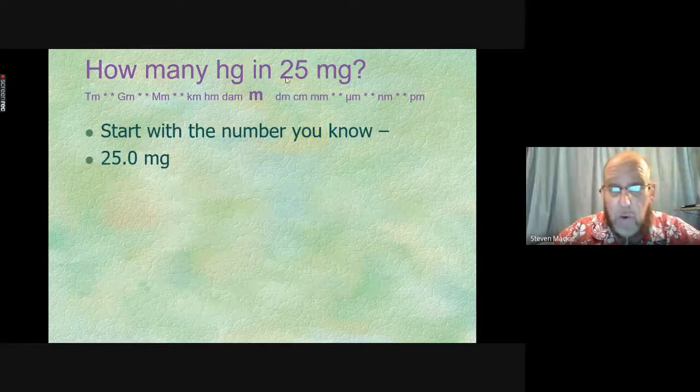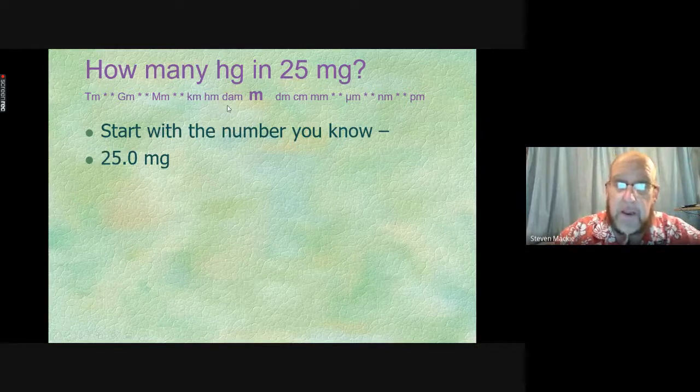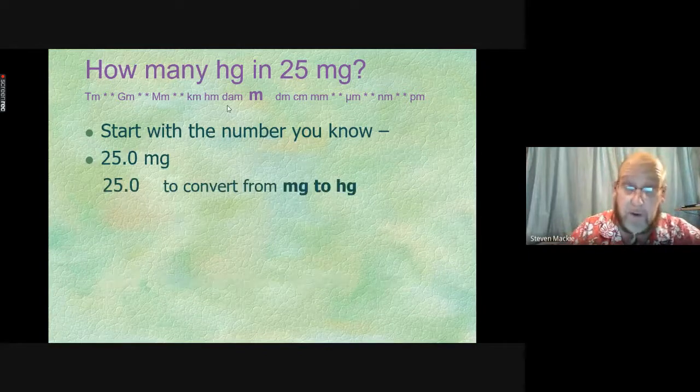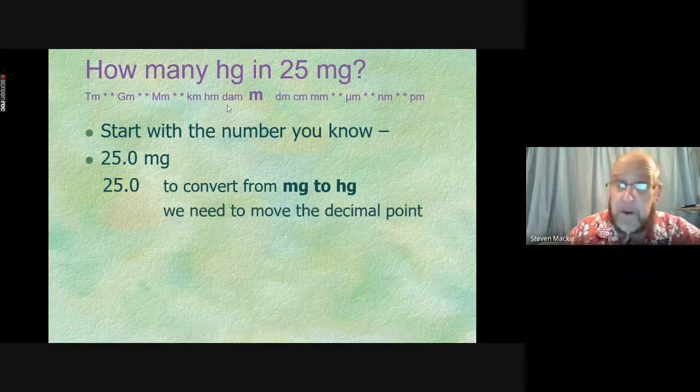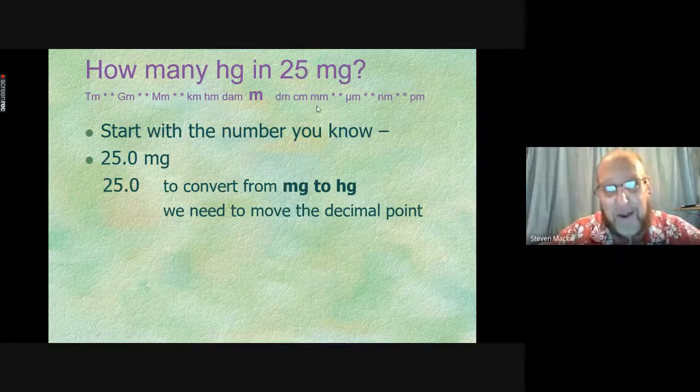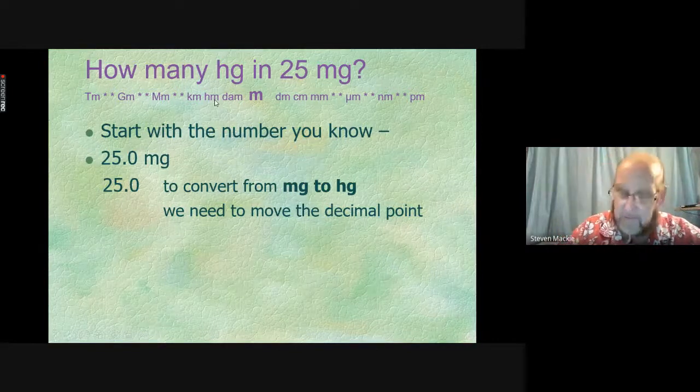We know 25 milligrams. We want to know hectograms. So we're going to have to hop the decimal place 1, 2, 3, 4, 5 spaces, in this case to the left. So we start with the number we know, 25.0 milligrams. We're converting from milligrams to hectograms. We need to move the decimal place, of course, because that's how a system based on powers of 10 works. 1, 2, 3, 4, 5 spaces.